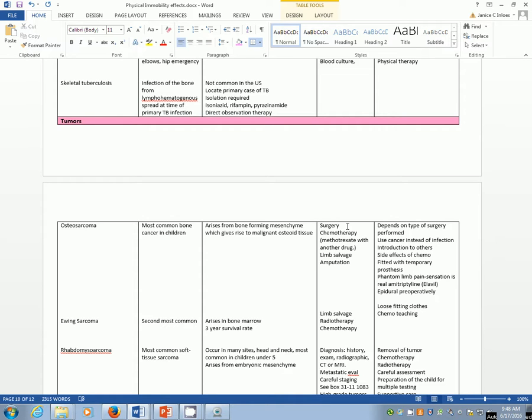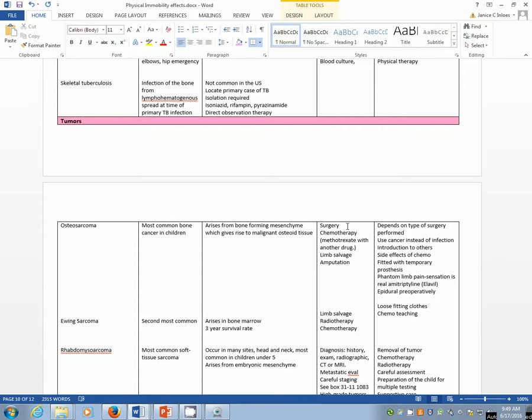They're going to be fitted immediately with a temporary prosthesis, because if we don't fit them immediately, then they have to have stump care, which could be a prolonged process, and then they won't be able to get their prosthesis early. So we fit them with a temporary one as soon as we do the amputation.